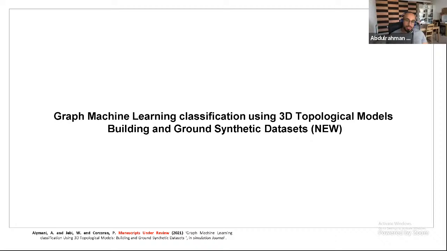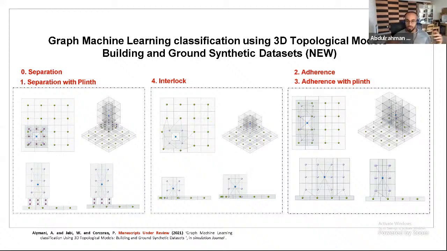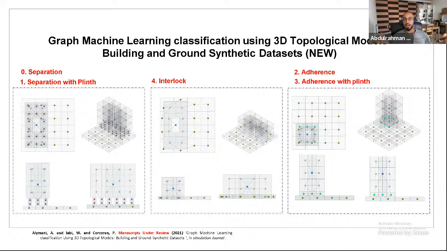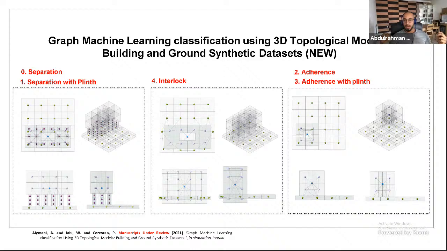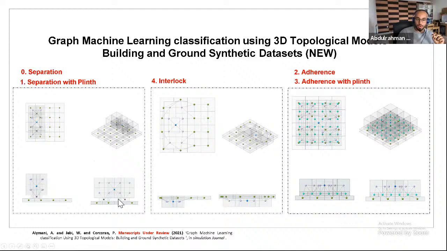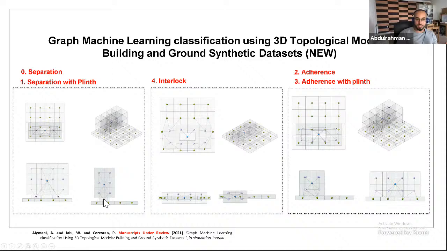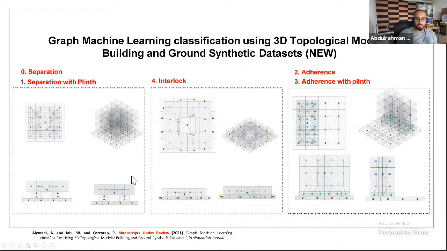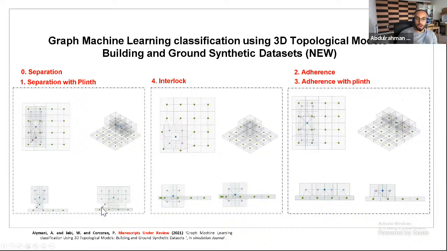The new section is the new paper that is under review, with the building and ground synthetic data set. After we finished the first data set, I tried to make a more sophisticated data set, totally related to the ground. For example, we have separation with the plinth. Here we have columns, for example, separating the building from the ground. You can see the columns in dark pink or purple, the building in pink, the core in blue, and the ground in green.